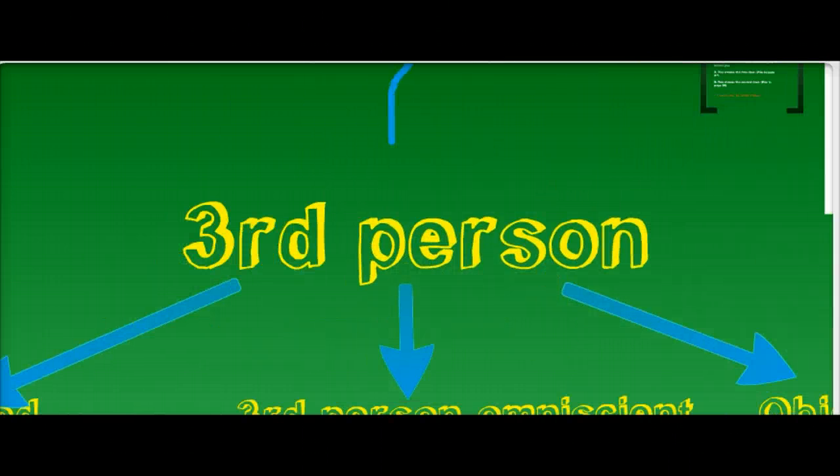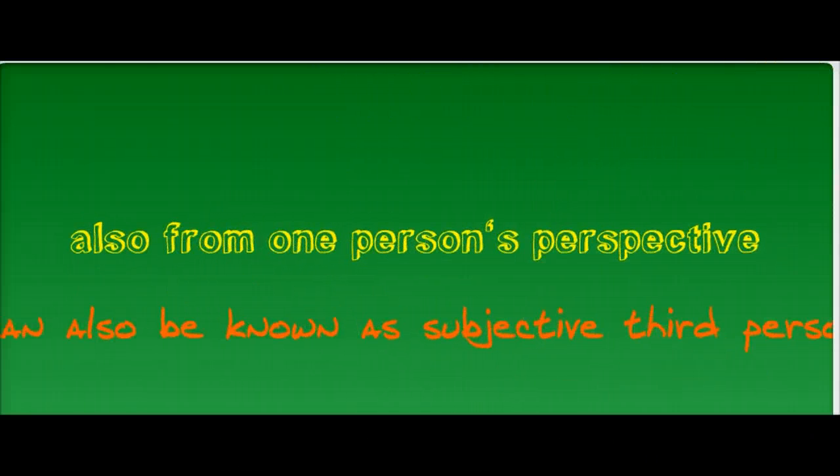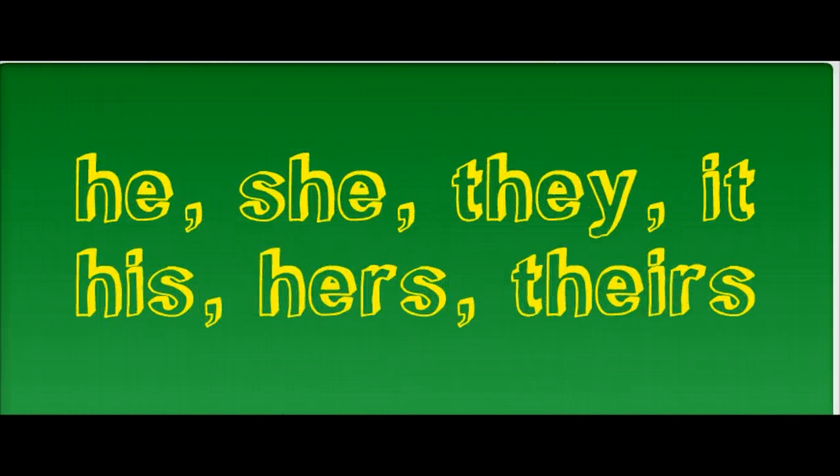Next is third person. There are 3 different types of third person point of view. The first is third person limited, which is also from one person's perspective. Third person limited can also be known as subjective third person. Third person limited uses third person pronouns, such as he, she, they, it, his, hers, and theirs.